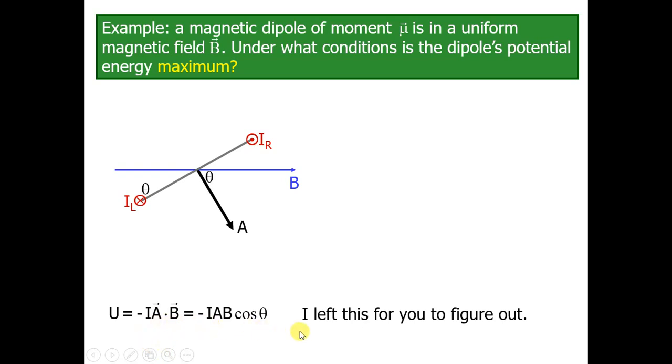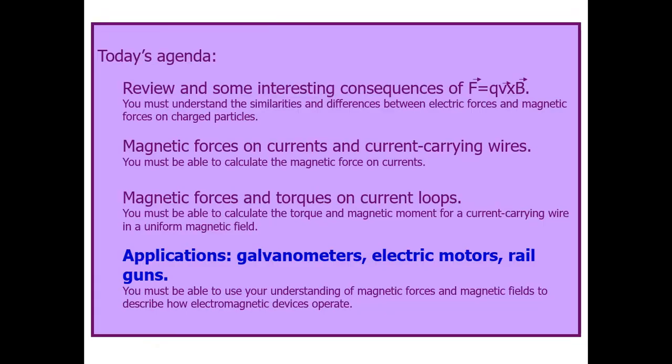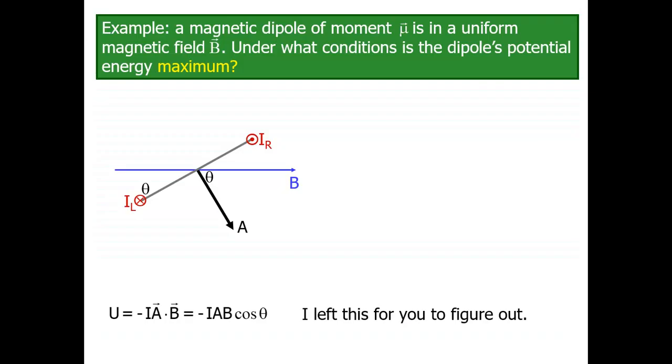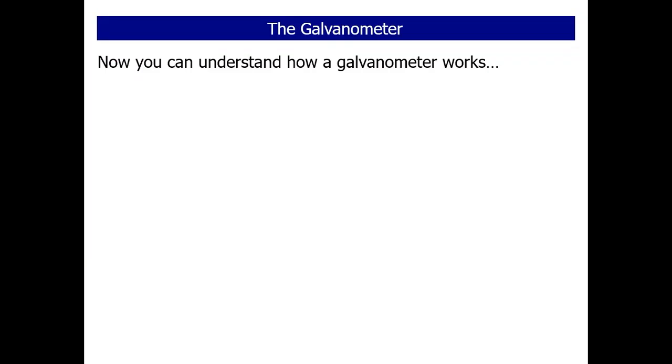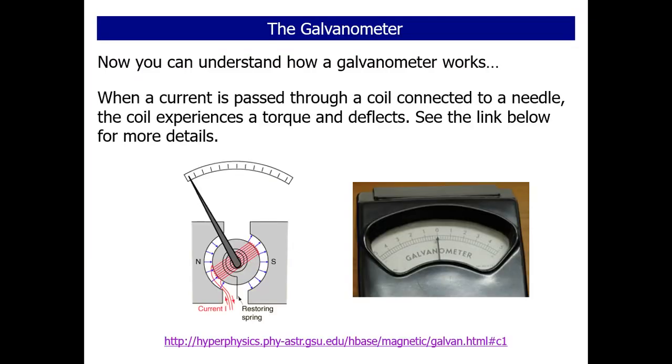cos theta. I left this for you to figure out. So see here, when I A B cos theta, I left this for you to figure out. At that time you will get the maximum value of that. Now you can understand how a galvanometer works.